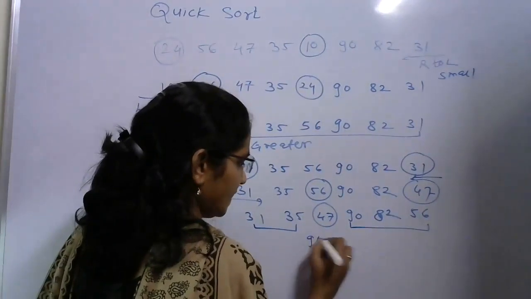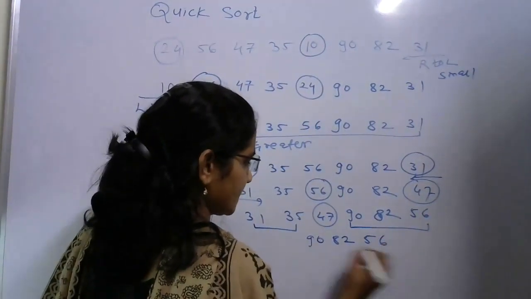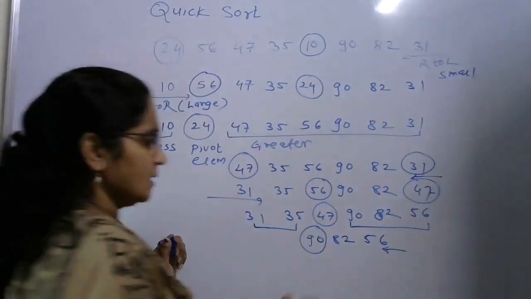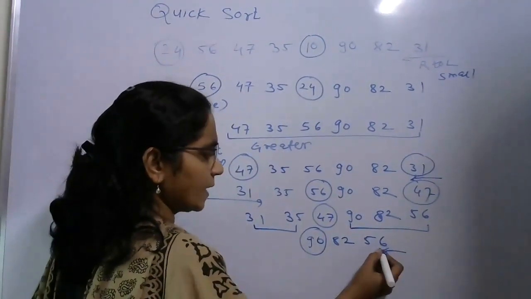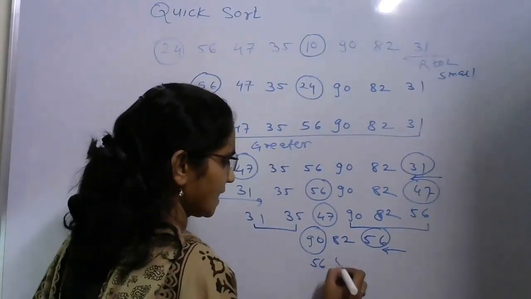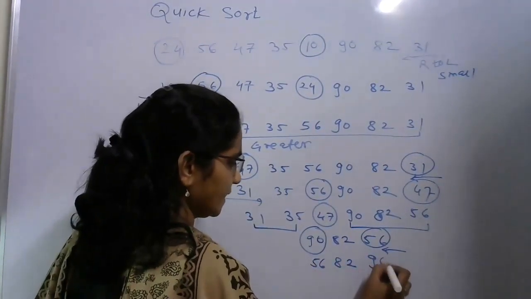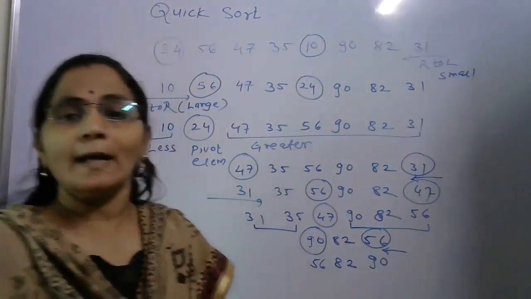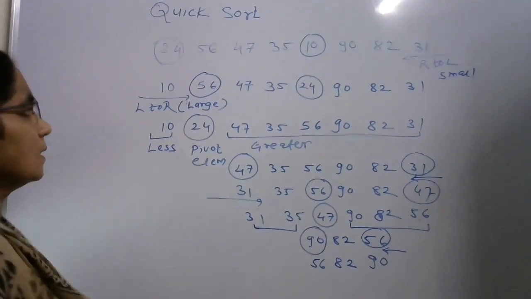So 90, 82, and then 56. 90 is the pivot element. Start from right to left and stop when you get the smaller element. Yes, 56 is the smaller element. So 56 is here, 82 is here, and then 90. And the whole list is sorted. So 56, 82, 90. And now you combine all the nodes.